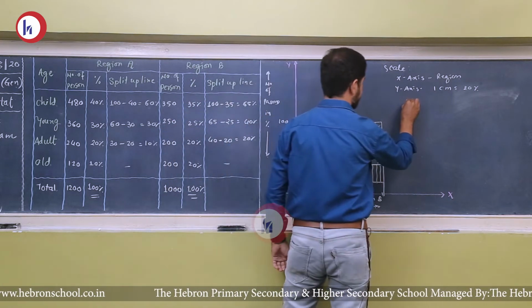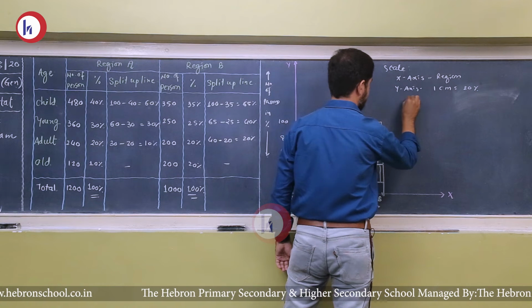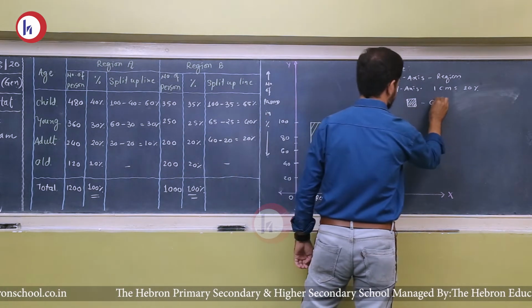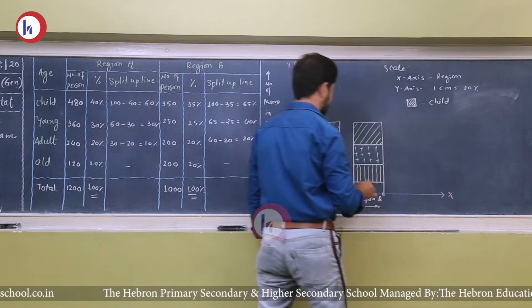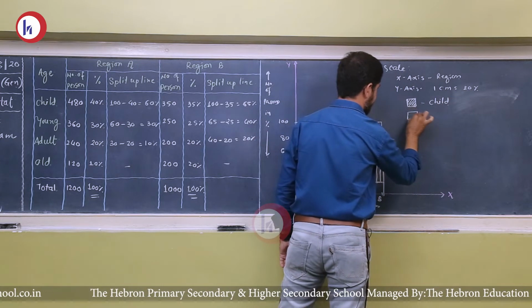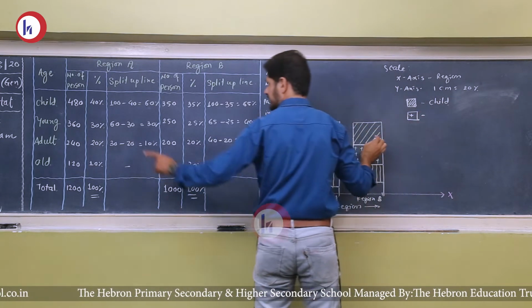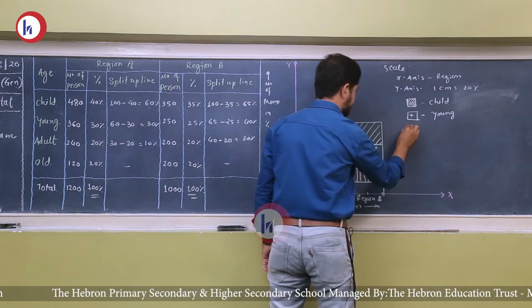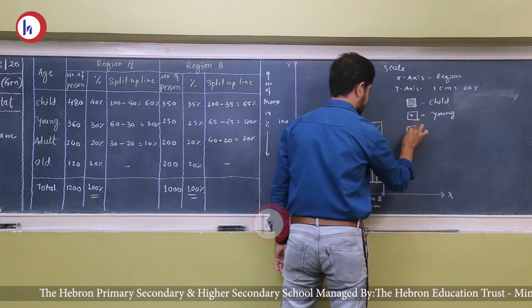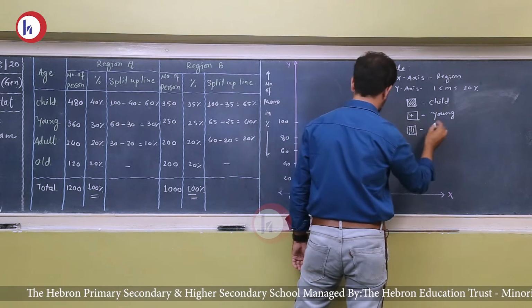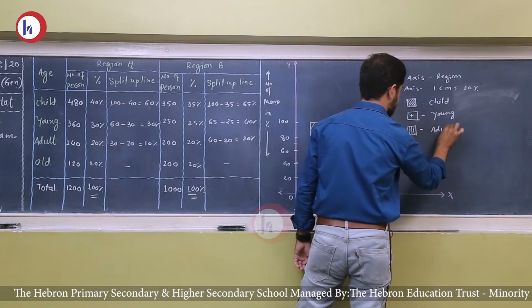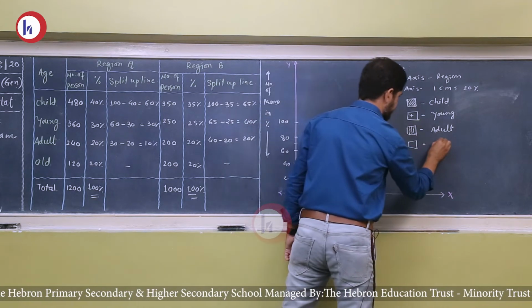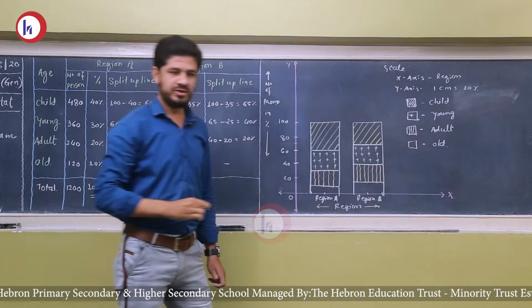The first one, that is the cross line, represents the child. The second one, that is the plus line, represents the young. The third one, that is the square line, represents the adult. And finally, the blank box represents old. Okay.